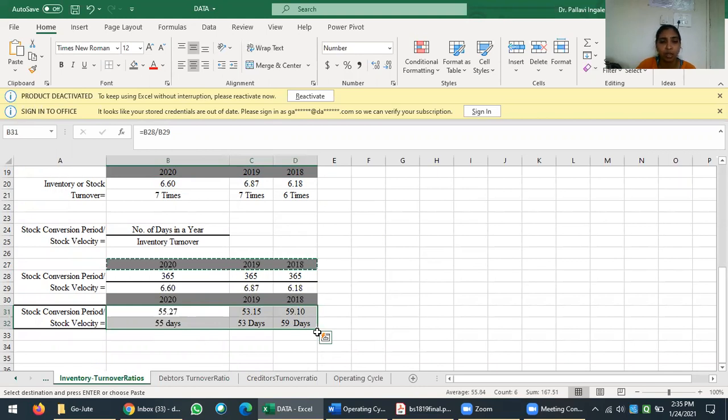Okay, now next I will share with you the debtors turnover ratio. Okay, one video I will be making. Okay, so I request everyone to see again. If you feel that you are not able to understand, see again. I have shown 2-3 times the same.